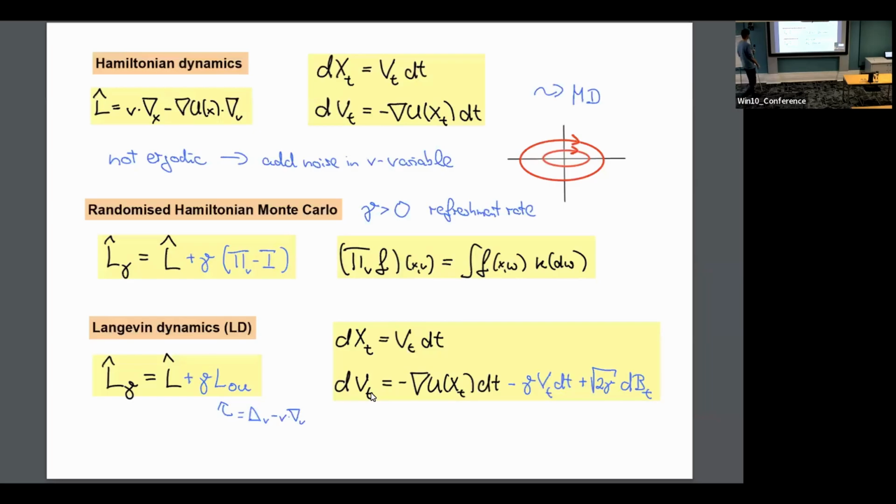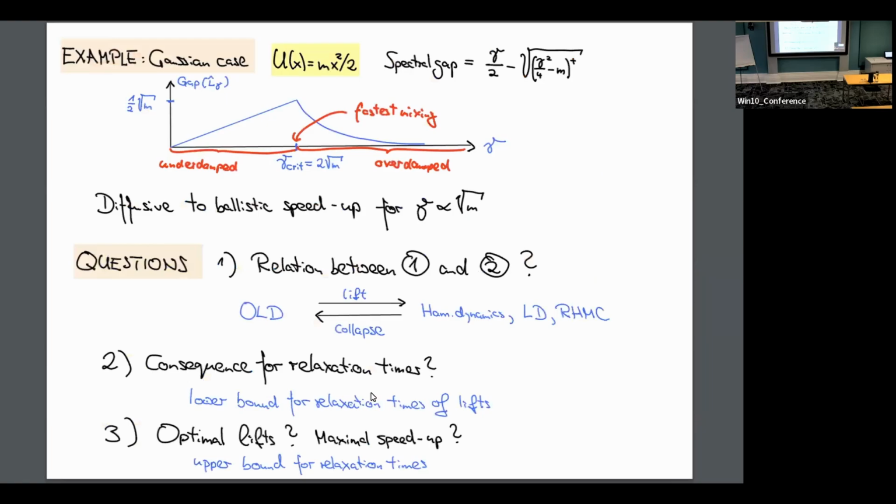Another possibility is what you do for Langevin dynamics. So in Langevin dynamics, you look at the diffusion process and you include some Ornstein-Uhlenbeck noise in the velocity variable. That means you include a damping term. So you have a damping term here, and you include a term driven by a Brownian motion. And this is done in such a way that the same measure is still invariant. Okay, and then one observes that this really can accelerate things.